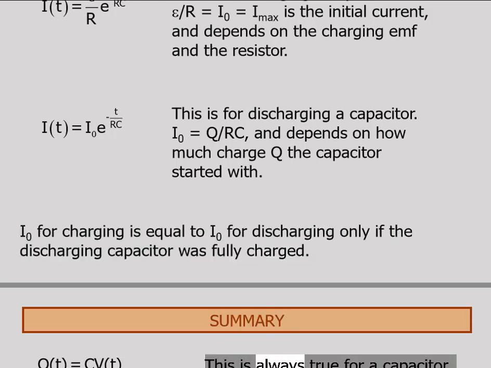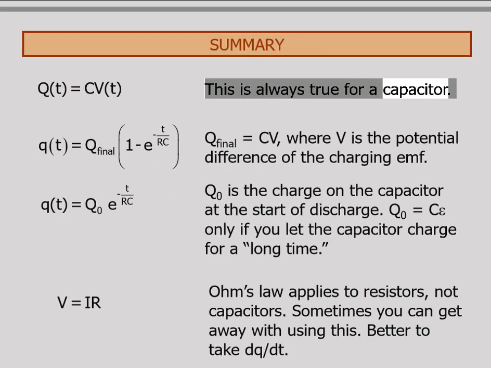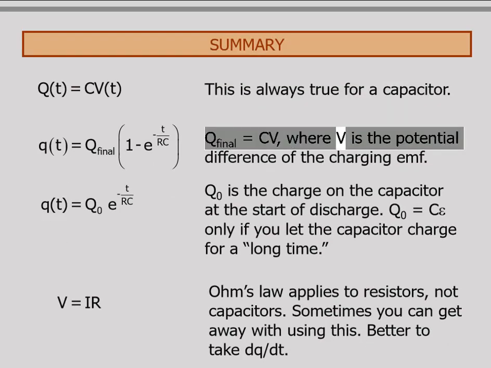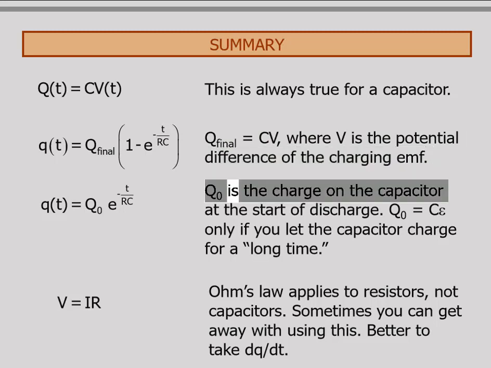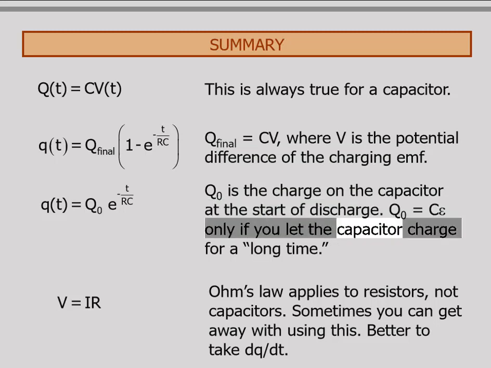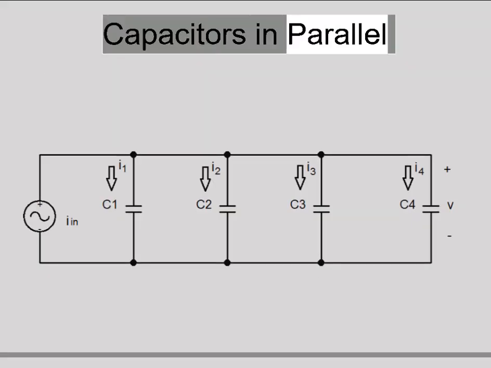Summary. This is always true for a capacitor: Q final equals CV, where V is the potential difference of the charging EMF. Q0 is the charge on the capacitor at the start of discharge. Q0 equals Cε only if you let the capacitor charge for a long time. Ohm's law applies to resistors, not capacitors. Sometimes you can get away with using this, but it is better to take dQ/dt.